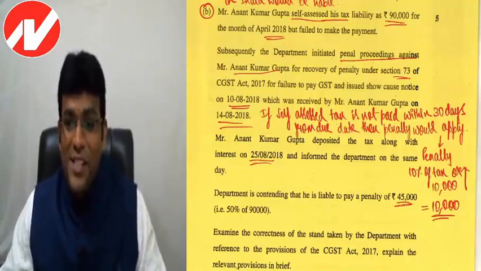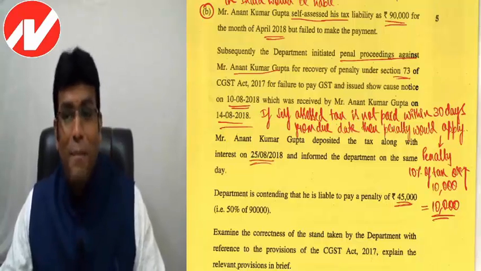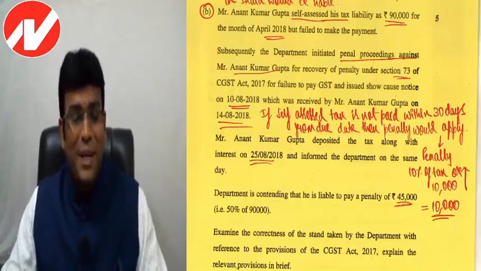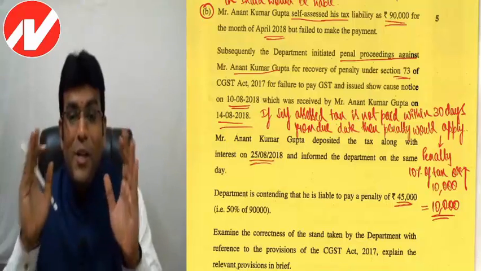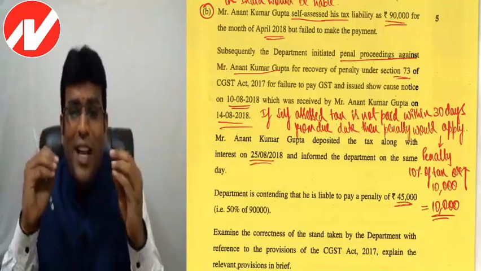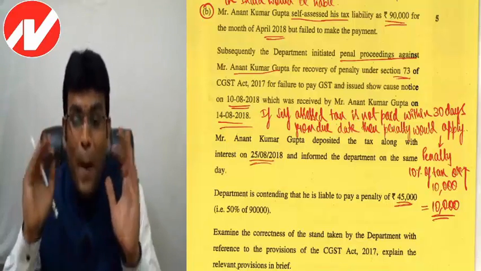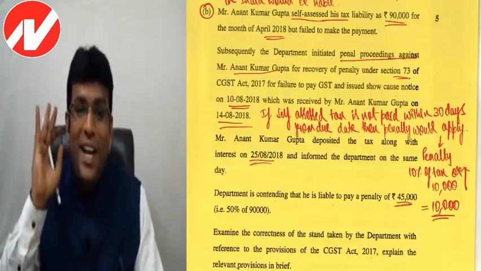Getting clarity, friends? That's all. Very, very simple and easy question. But just present it properly in the exam so that you get full scores. Don't just throw the answer and come outside. Present it very properly, very neatly.